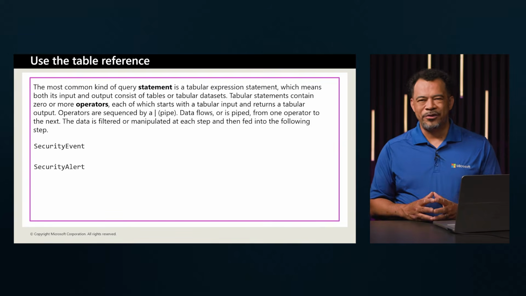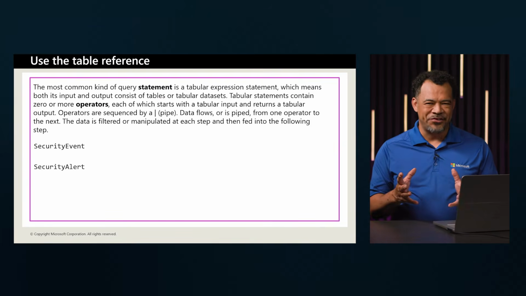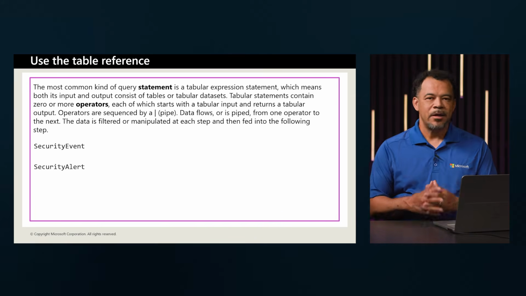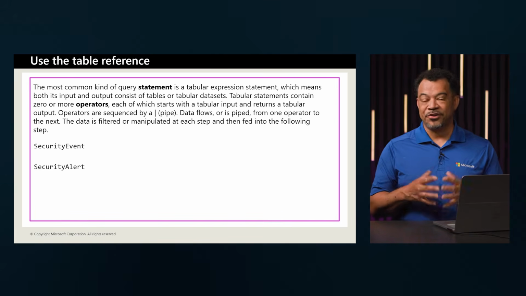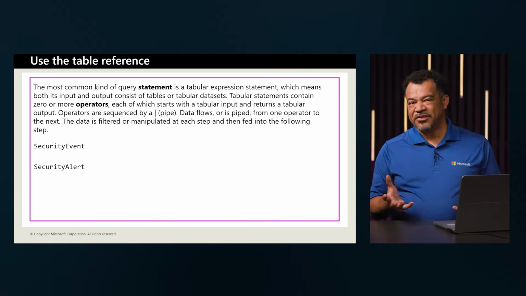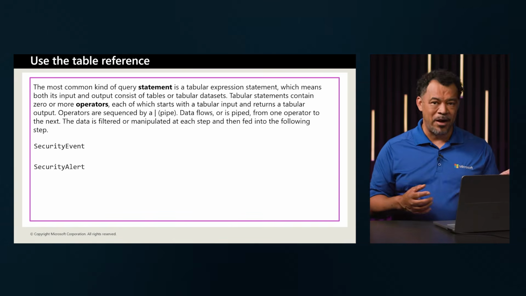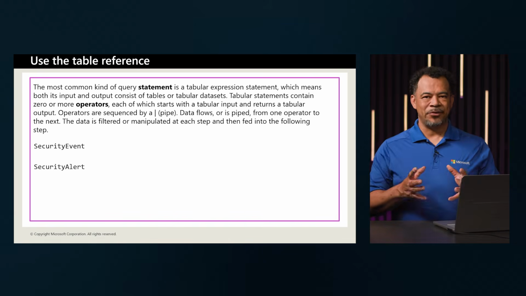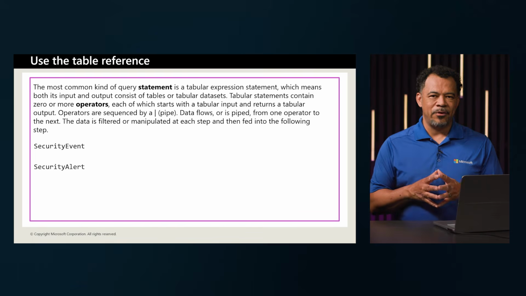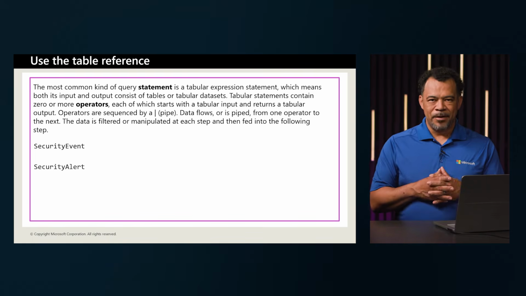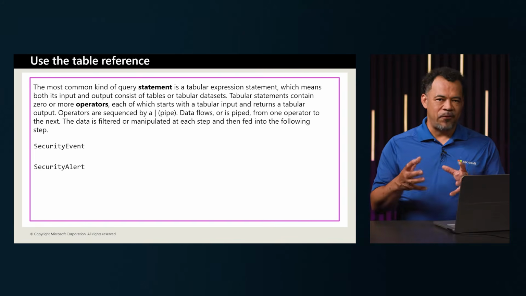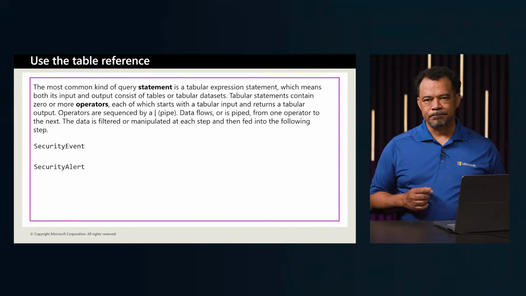Most KQL queries you'll write are tabular expression statements, which just means they take in tables and return tables. These queries are built using what's called operators. Each one takes a table, does something with it like filtering or summarizing, and then passes the result to the next operator. You chain these operators together using the pipe symbol, so the data flows step by step, getting shaped and refined along its way.